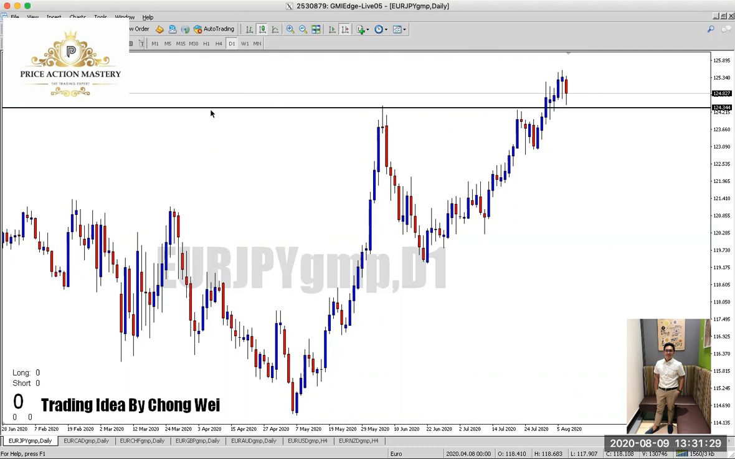Okay, so for this Euro JPY, yes, I will look for a buy trade just over this level. Very clear option. So I look for a buy, but I will look for a confirmation, because if there's no confirmation, there's a potential the market can drag down until this level and shoot up.